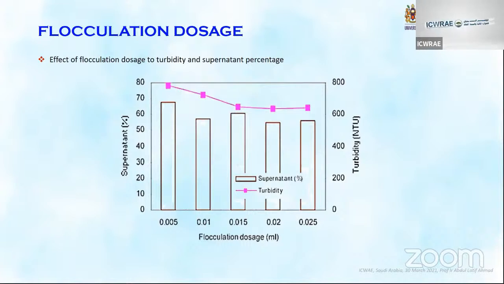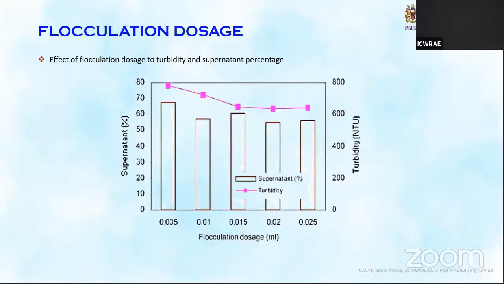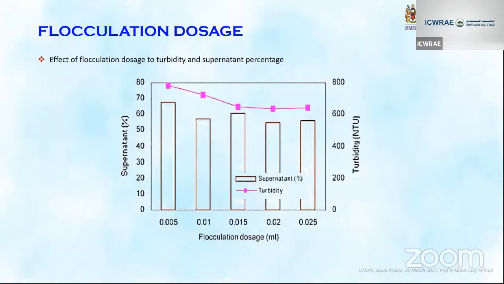This is only the first part, on the physical and chemical treatment. I didn't show every stage result because it requires a long time. As I said, I only show you the overall. The first part is physical and chemical treatment. The second part is the membrane.